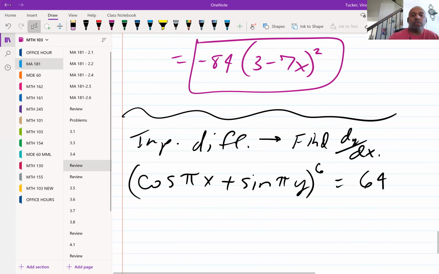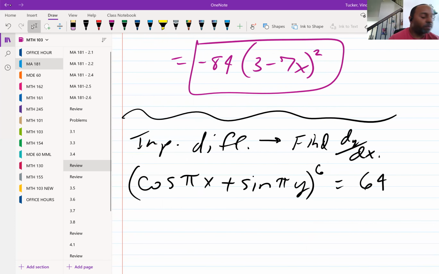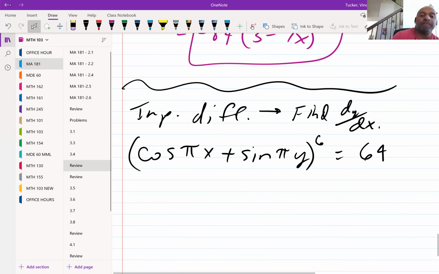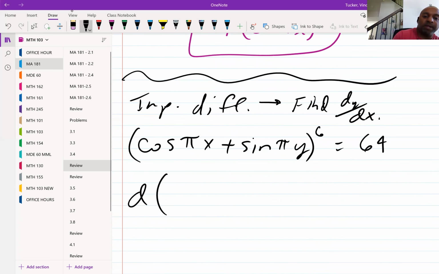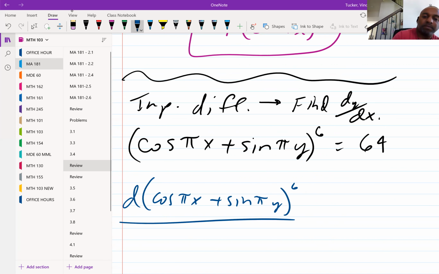All right, so we want to find the derivative of this implicitly. So implicit differentiation. In other words, we need to find dy/dx. So we need to apply the derivative with respect to x. And I like to start with a different color once I start my process. So you apply the derivative with respect to x to both sides of the equation.